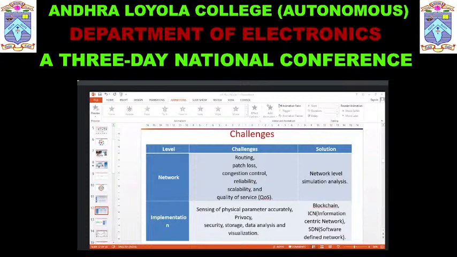To provide high security to the designed IoT system, we can use possible solutions. We can incorporate IoT technology, and we can use ICN as well as software defined networks. Here we incorporated the blockchain technology for the implementation, which provides good security.